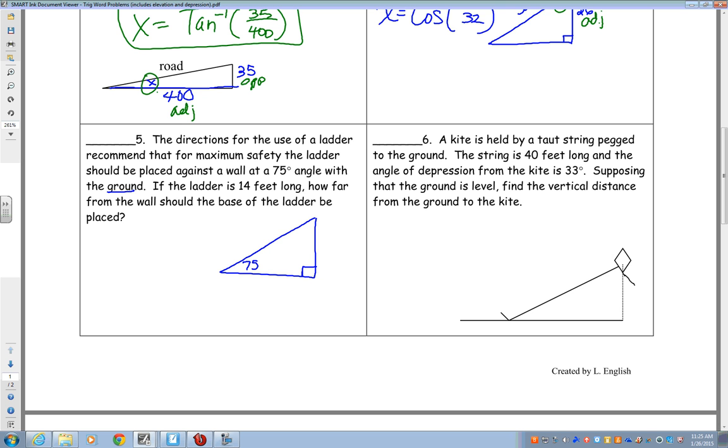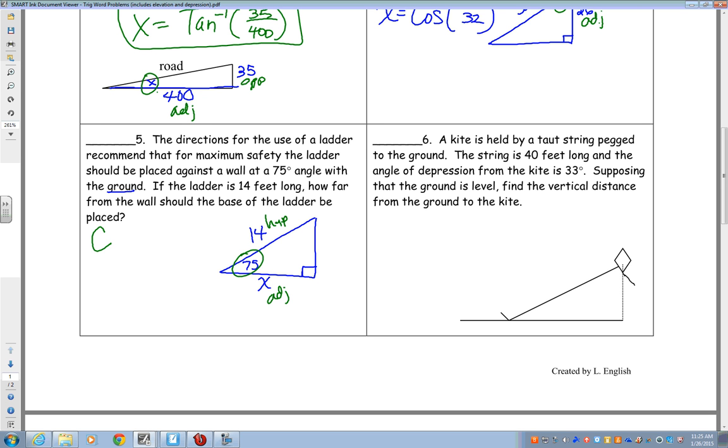If the ladder is 14 feet long, how far from the wall should the base of the ladder be placed? What part is the ladder? The hypotenuse is the ladder because it's leaning. We want to know how far from the wall it needs to be. X would be the base, the bottom. All right, so we have our angle. Now we label the parts in relationship to the angle. We got adjacent. We got hypotenuse. We got cosine, that's right.